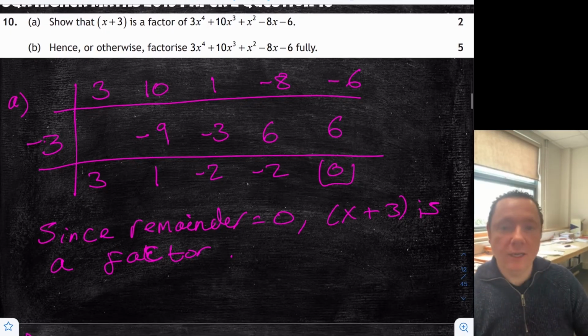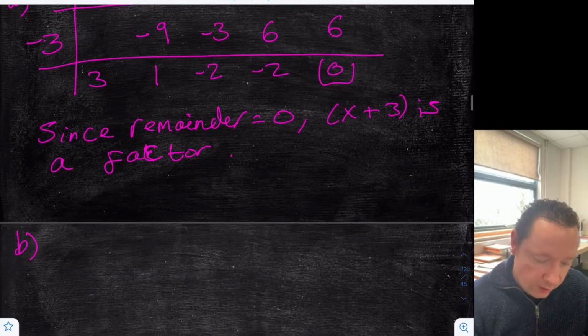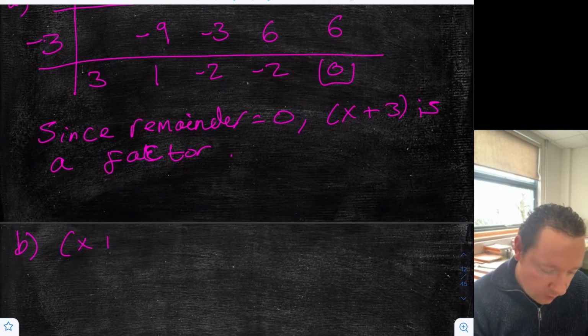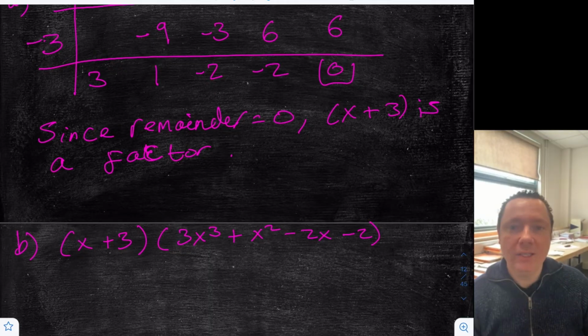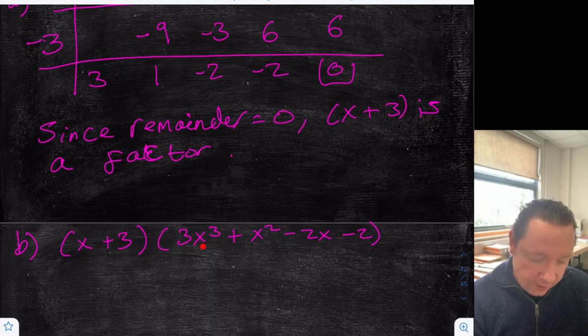Part B, hence always factorise it fully. So we've already done a little bit of the work. We've got x plus 3, and then these all drop down a power, so it's 3x cubed to start with, plus x squared, minus 2x, minus 2. Okay, so we've now got a cubic to factorise, so we need to find a factor of this.